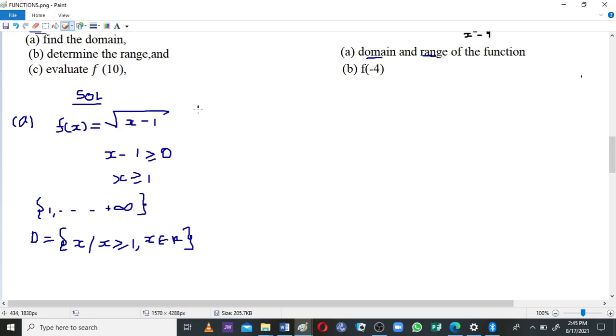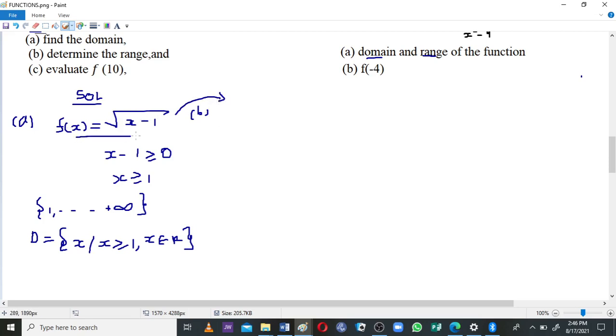We can find the range. Now the range, according to the definition, the range is a set of actual values of the outcome. So this means you need to look at the outcome from your function. For every value of x that you use, what are you getting? We can try that out. Take a look at this.